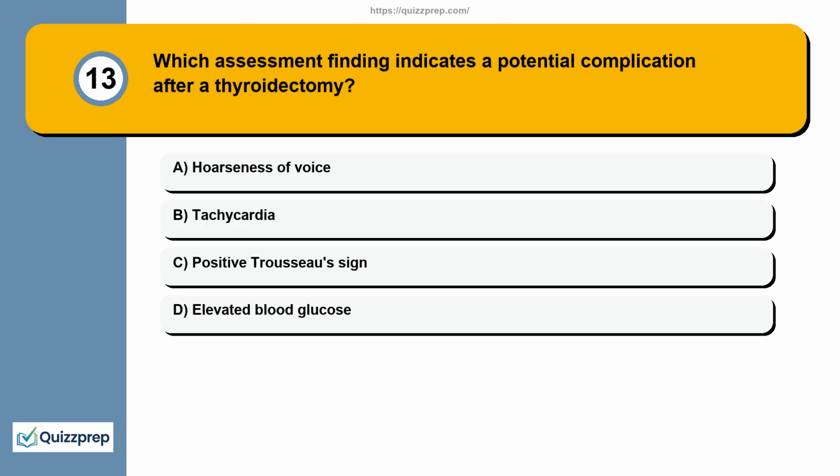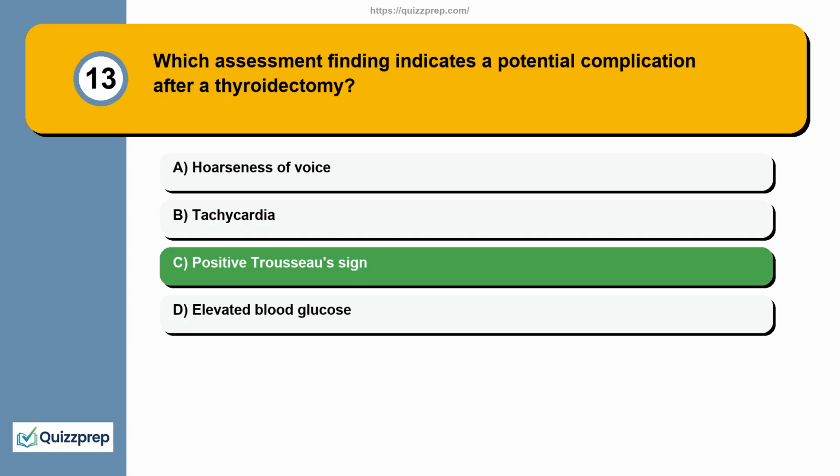Question 13. Which assessment finding indicates a potential complication after a thyroidectomy? Here are your options. Option A. Hoarseness of voice. Option B. Tachycardia. Option C. Positive Trousseau's sign. Option D. Elevated blood glucose.